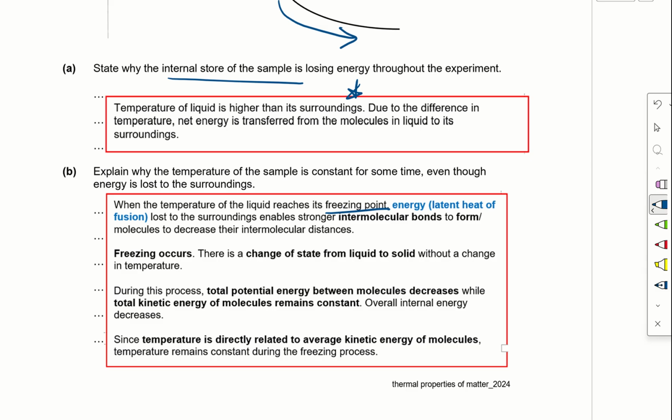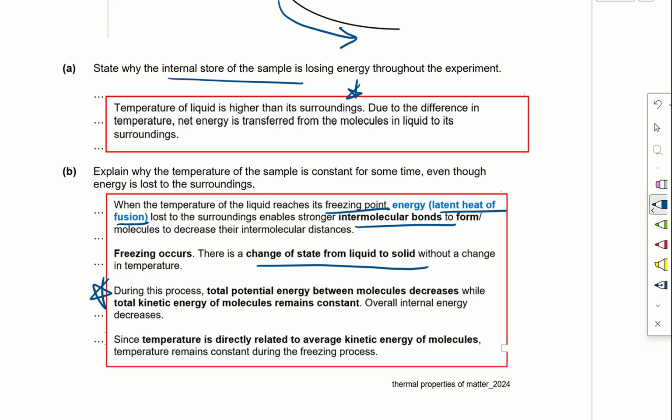The energy, which is your latent heat of fusion, is transferred to the surrounding so that stronger intermolecular bonds are formed between the molecules. Okay, and the molecules decrease their intermolecular distances, and this is a change in state, freezing. There's a change of state from liquid to solid without a change in temperature.